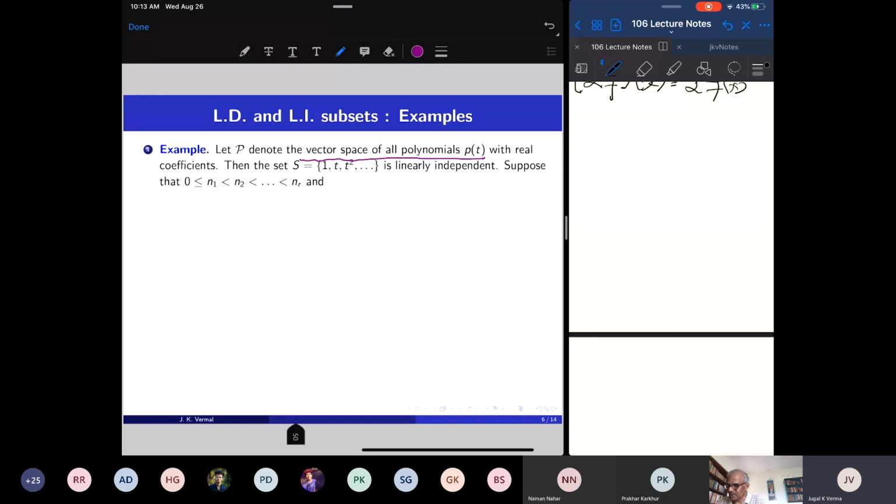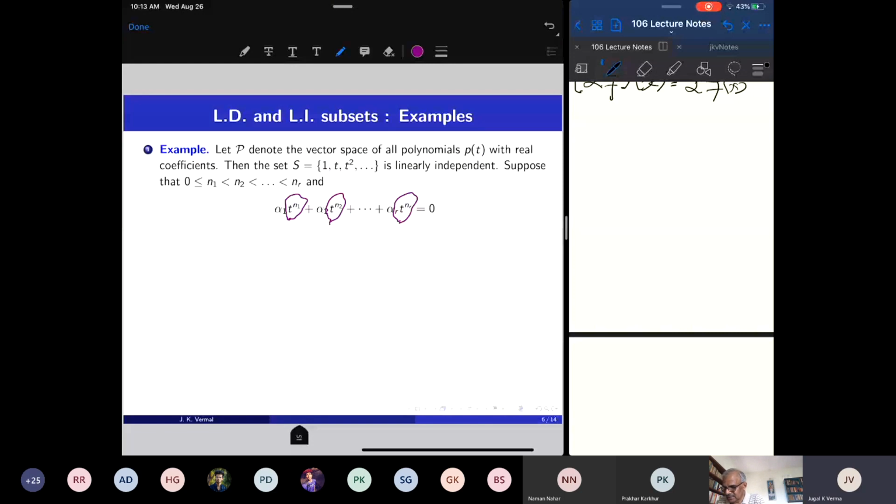So in this space, every real polynomial is a real linear combination of 1, t, t square, etc. These are monomials. So every polynomial is a unique linear combination of these monomials. Let us see that if I take these monomials t to the n1, t to the n2, t to the nr, where the powers are distinct, then they are linearly independent. Okay, so take a linear combination which produces 0. I want to prove that alpha 1 is 0, alpha 2 is 0, alpha r is 0.